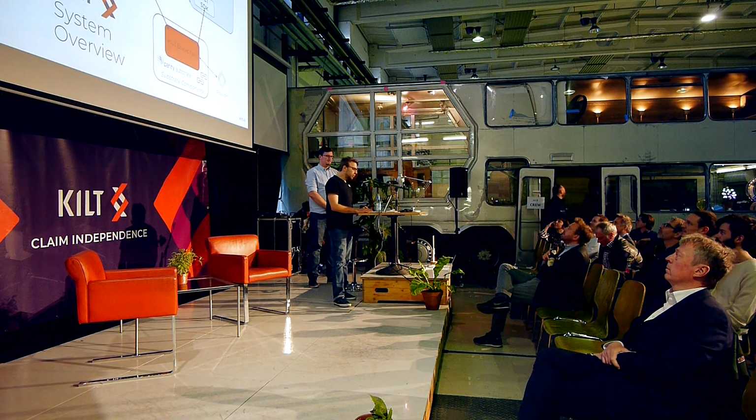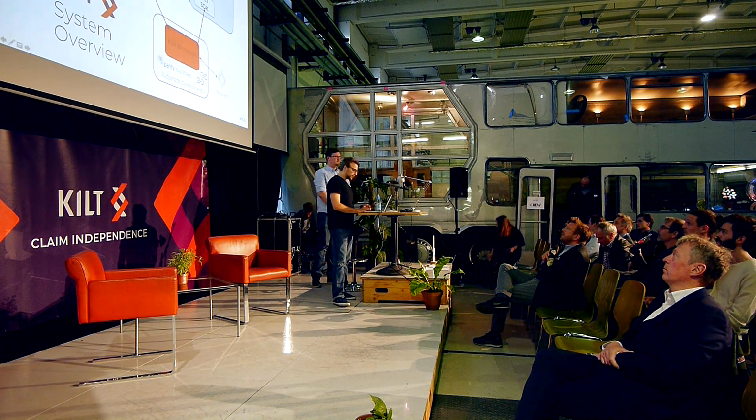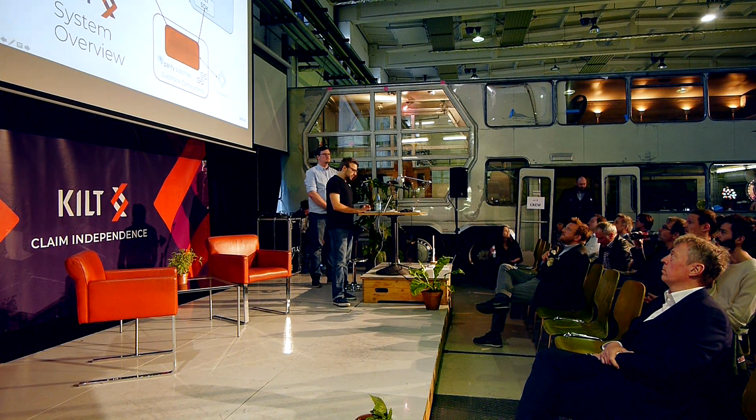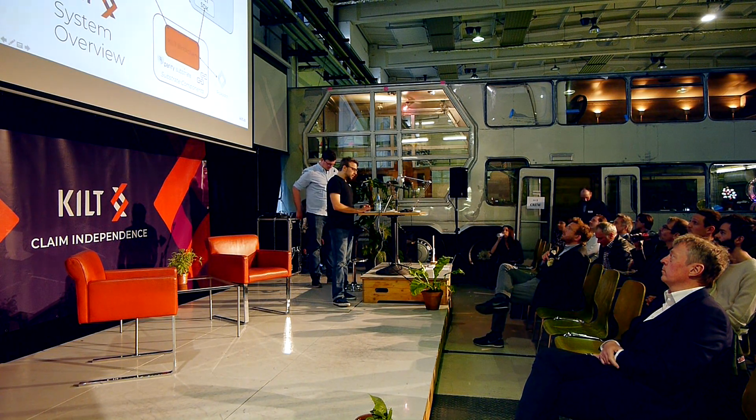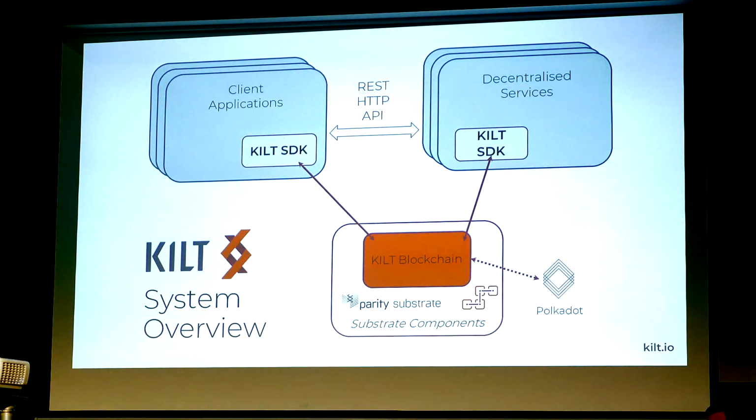So, the Kilt ecosystem will be composed of the Kilt blockchain, multiple client applications, and decentralized services. We created the Kilt protocol so that these components can interact with each other. We provide the Kilt software development kit that implements our protocol. The protocol application developers and system integrators can use this SDK to utilize Kilt in their services.